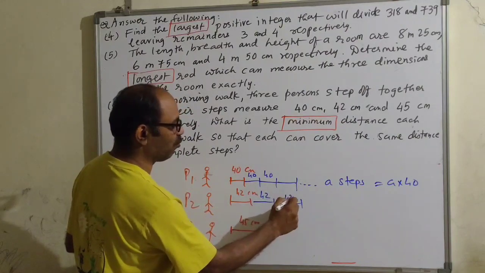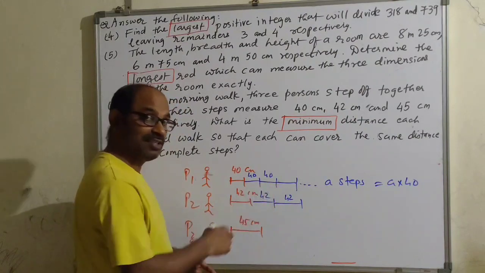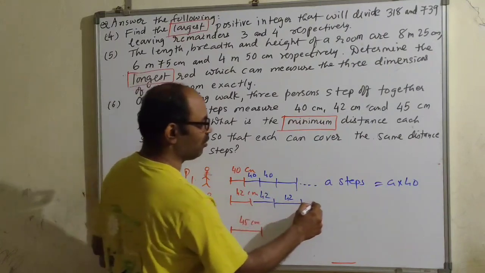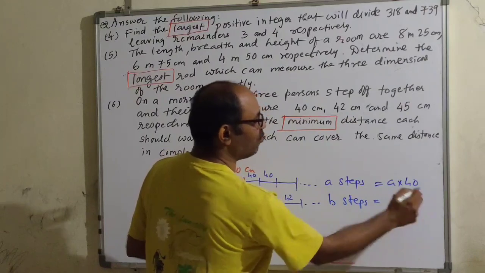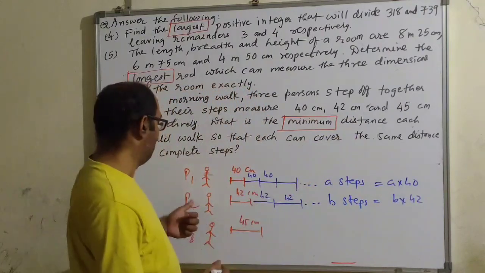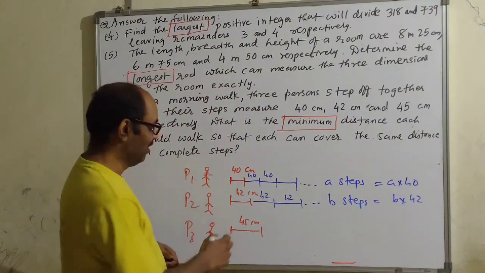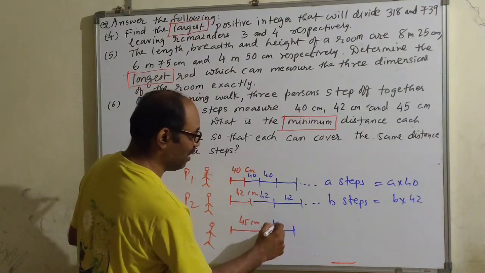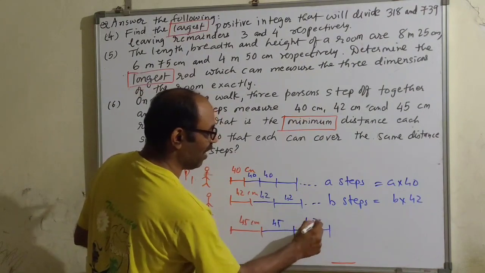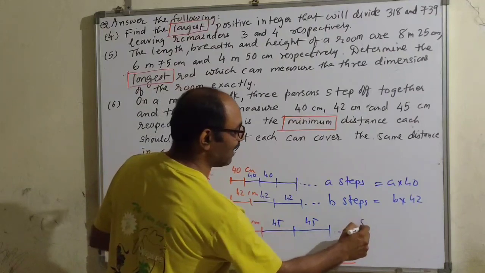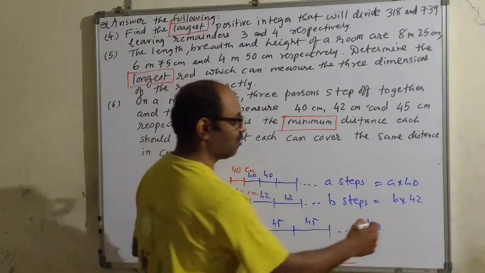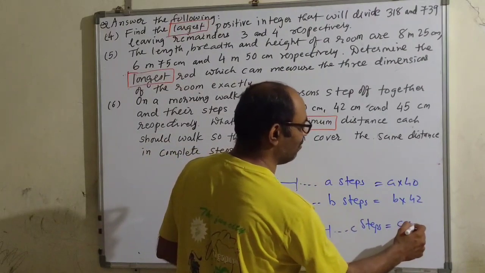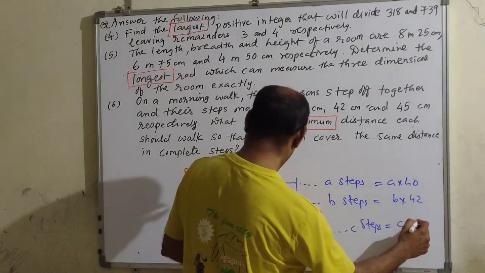Same way, second person: 42 plus 42. Third step, 42 plus 42 plus 42, that means 3 times 42. Now suppose he completes B steps. So B times 42 is the total distance traveled by the second person. Third, 45 plus 45 plus 45. And suppose he takes C steps. So what is the distance traveled? C times 45.